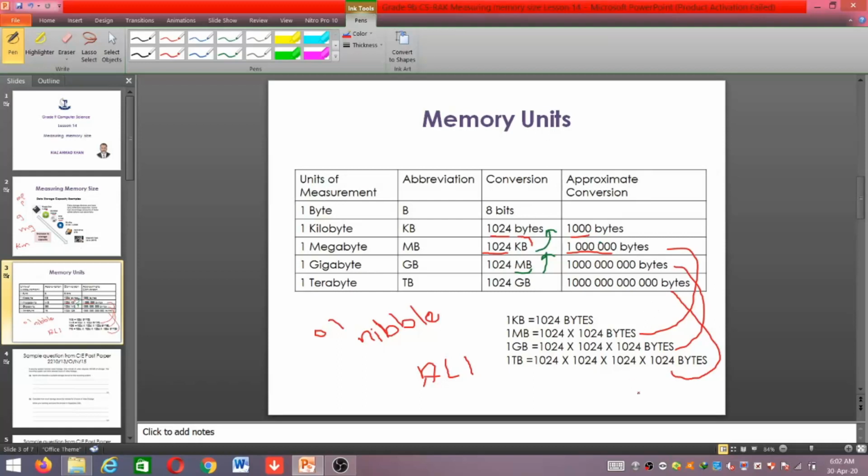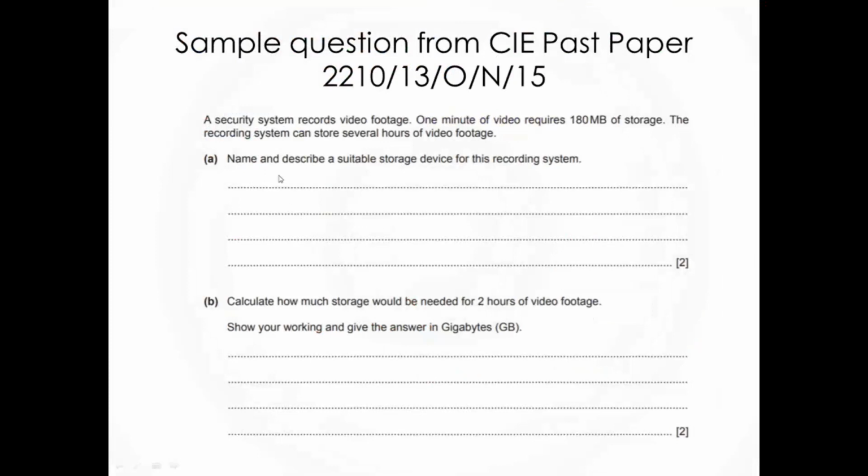In the next slide we will see some examination questions. We will try to solve them and discuss, and you will get an idea how the questions are asked in the CIE exam. Let's see the next slide. Look here, this is from a CIE Past Paper, Paper 1-3, October/November 2015. You can find it easily in your book as well.